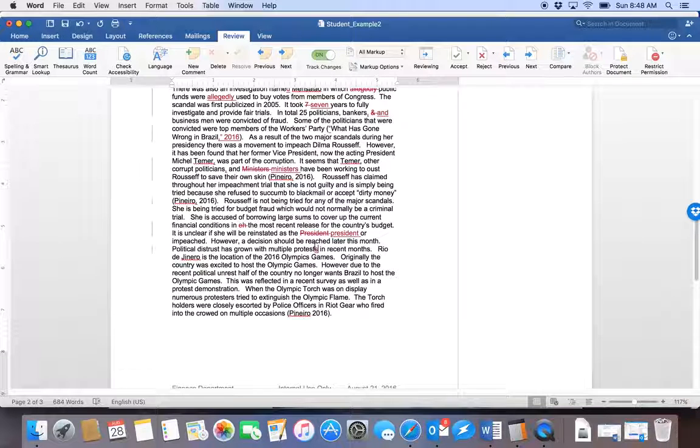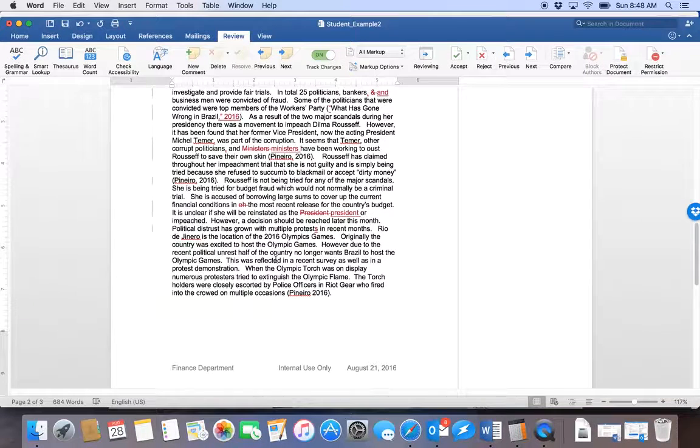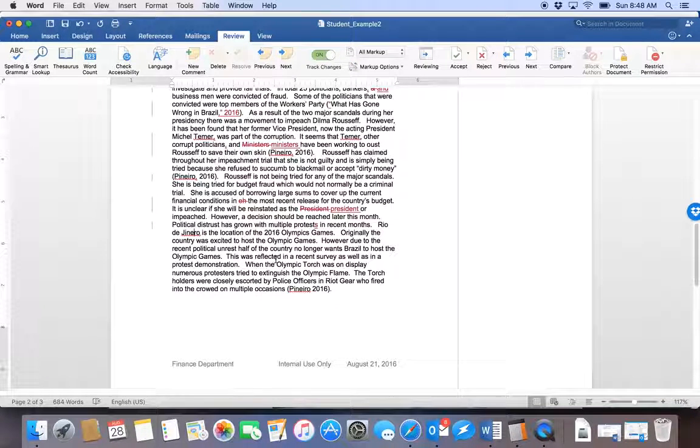Rio de Janeiro is the location of the 2016 Olympic Games. Originally, the country was excited to host the Olympic Games. However, due to the recent political unrest, half of the country no longer wants Brazil to host the Olympic Games. This was reflected in a recent survey as well as in a protest demonstration. When the Olympic torch was on display, after introductory expressions, numerous protesters tried to extinguish the Olympic flame.